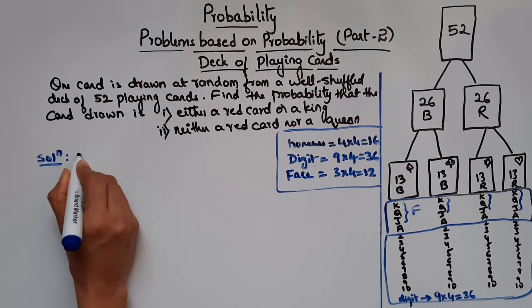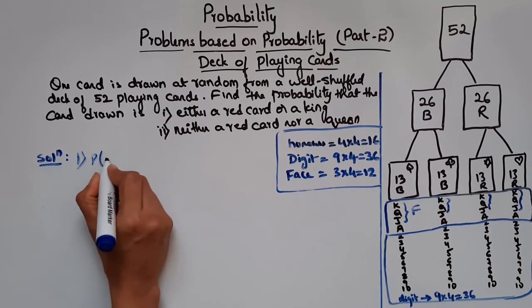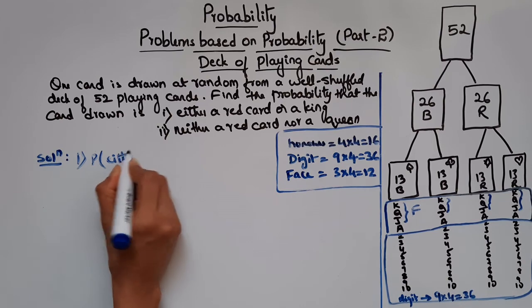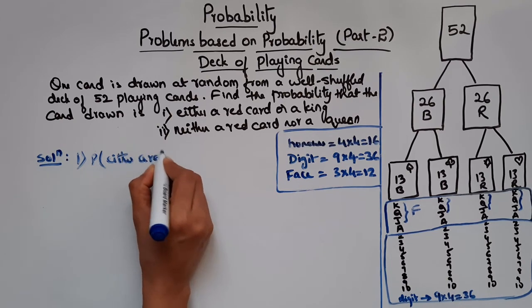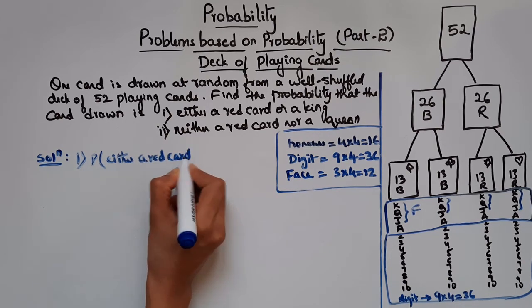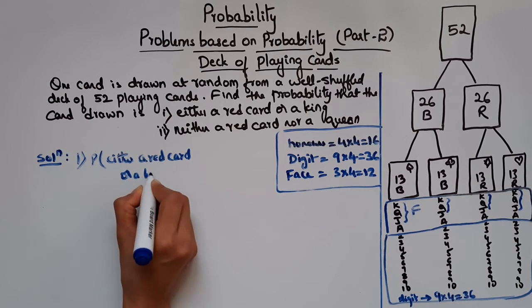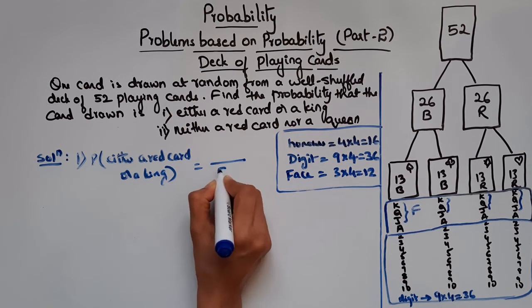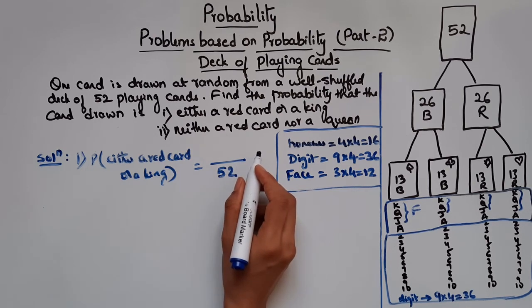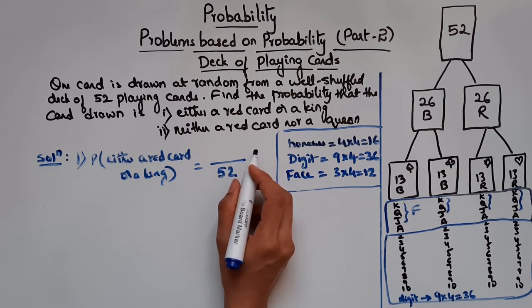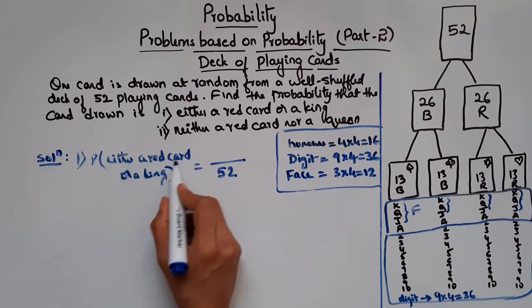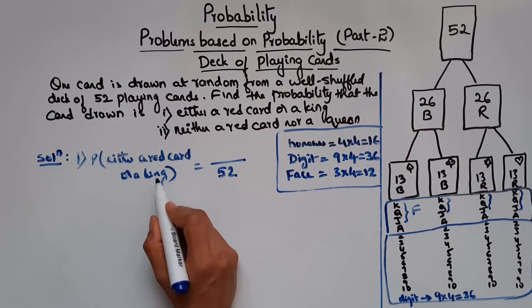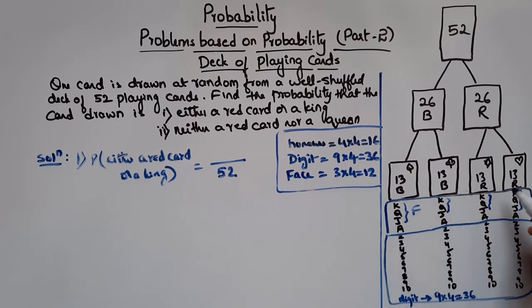So we have to find the probability of getting either a red card or a king. So here we know the total possible outcome is 52. So in the numerator we have number of outcomes favorable to E. So E here is either a red card or a king. So it can be a red card or a king. So how many red cards we have? 13 plus 13 is 26.